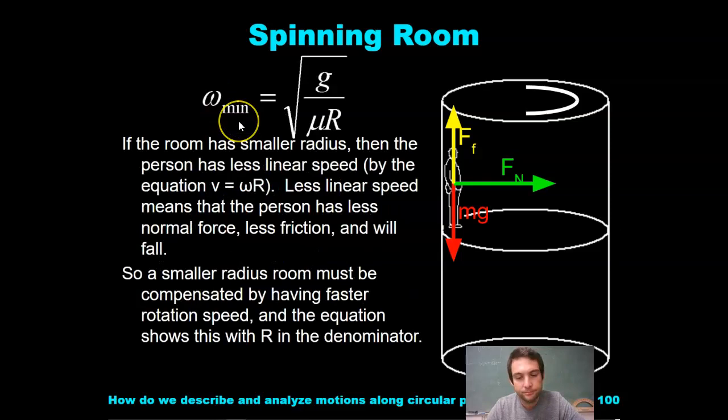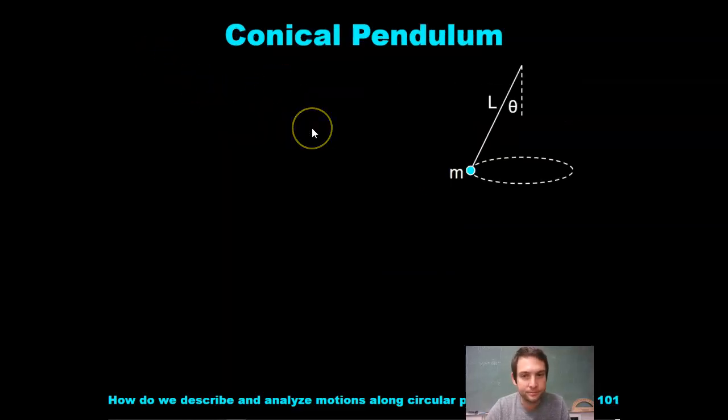If the room has a smaller radius, we already talked about this, then the person has less linear speed. By the equation, v equals omega times r. Less linear speed means the person has less normal force, less friction, and will then fall. So a smaller radius room must be compensated by having a faster rotation. And the equation shows that with r in the denominator.